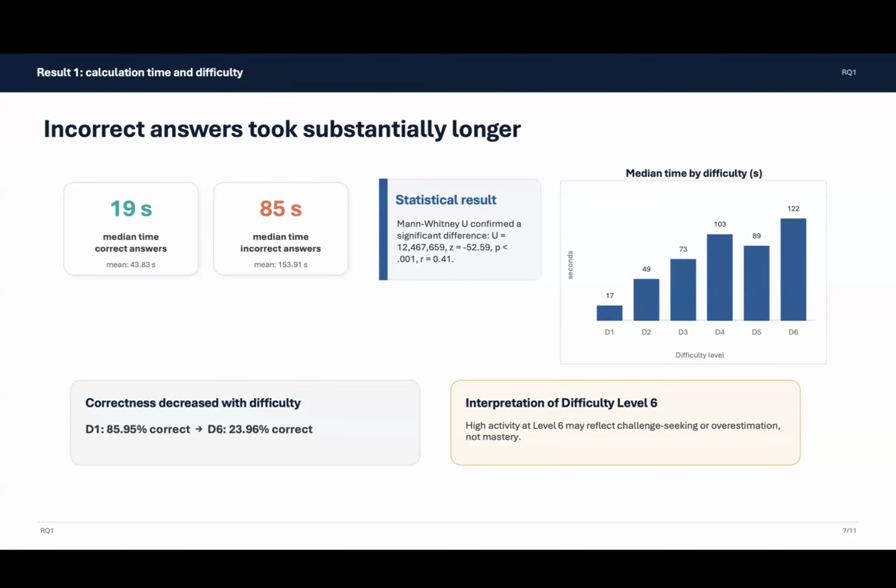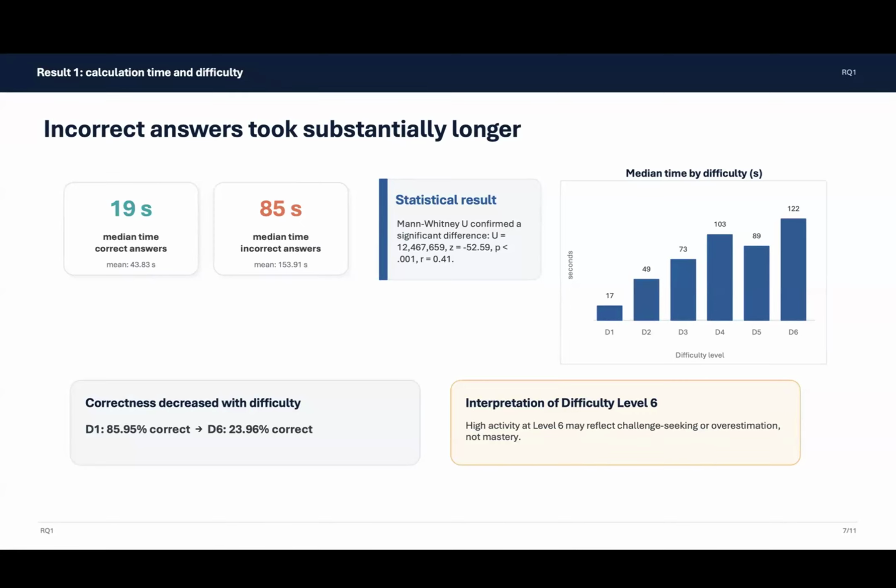They were often associated with much longer interaction time, which may indicate uncertainty, lack of fluency, or difficulty in the problem-solving process. The difficulty level analysis showed a similar pattern. As you can see on the bar graph, difficulty level 1 had the highest correctness rate and the lowest median calculation time, and at the other end, difficulty level 6 had the lowest correctness rate and the highest median time. In general, higher difficulty levels were associated with lower correctness and longer calculation time.